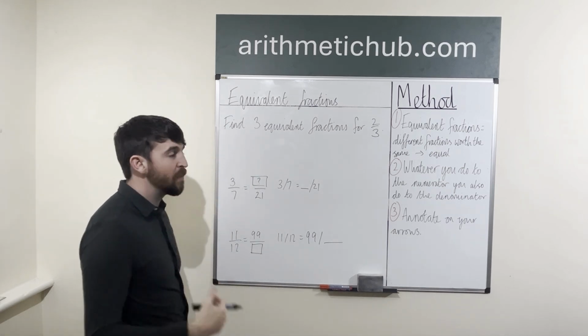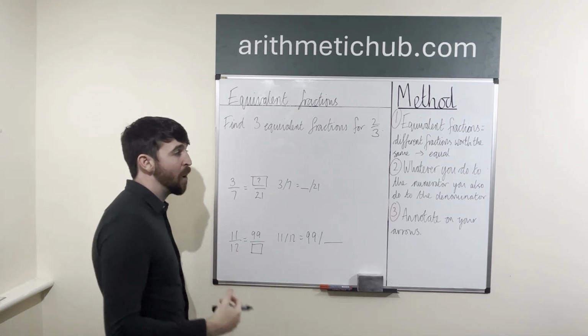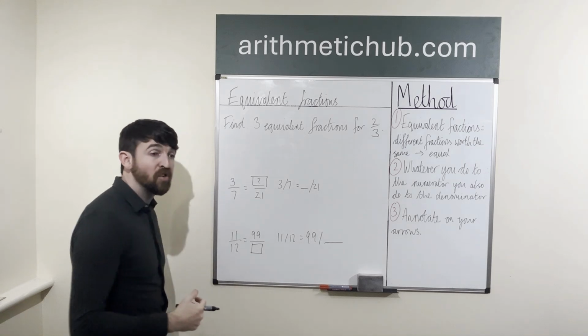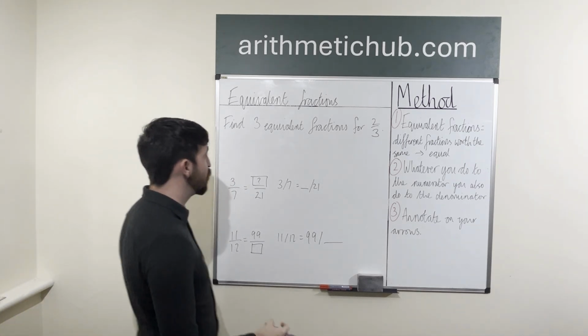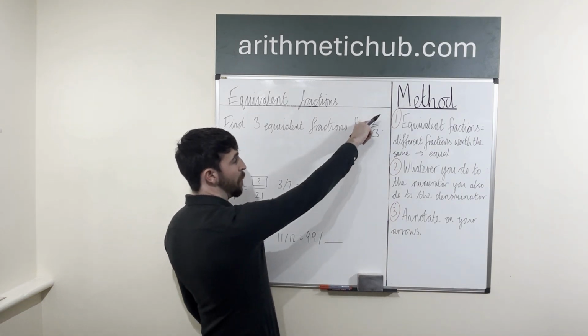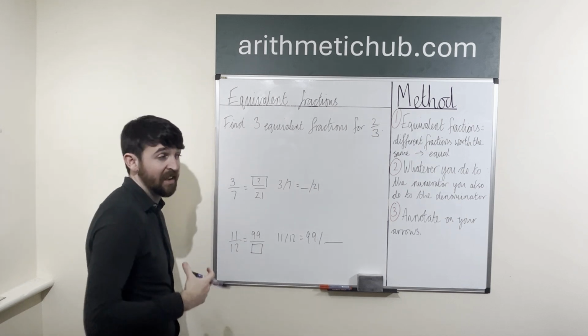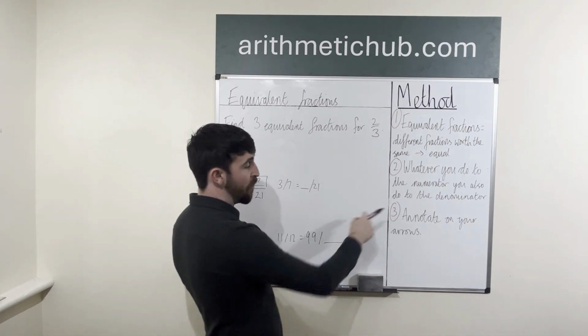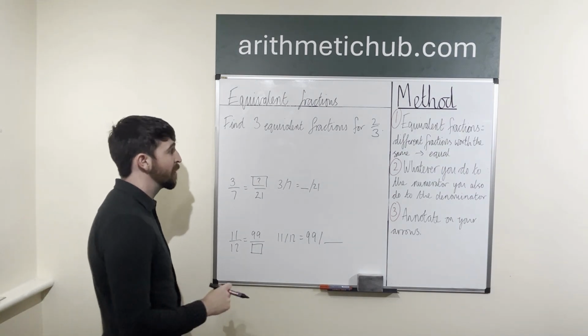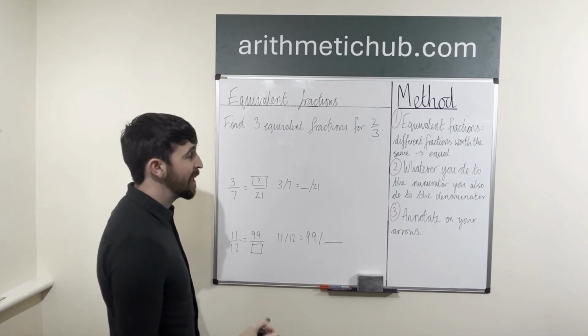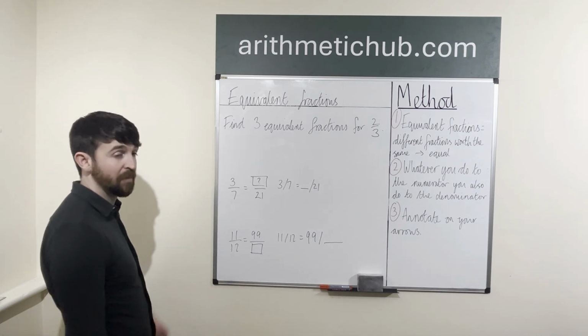And what's important to remember for this method is the idea of whatever you do to the numerator, you also do to the denominator, or whatever you do to the denominator, you also do to the numerator. Remember, numerator is the top half of your fraction, but denominator is the bottom part of your fraction. And then the third part says annotate on your arrows. Now I think that's really important when we're doing this. I think it just makes it really easy, really helpful when we're answering these types of questions.